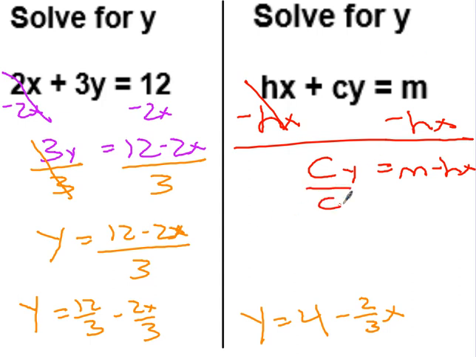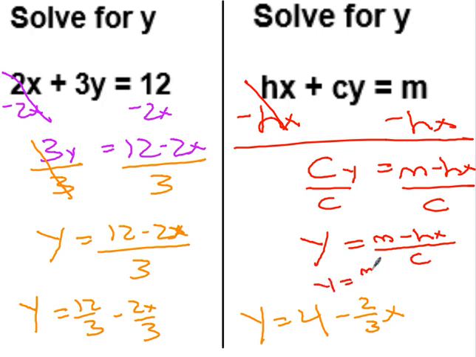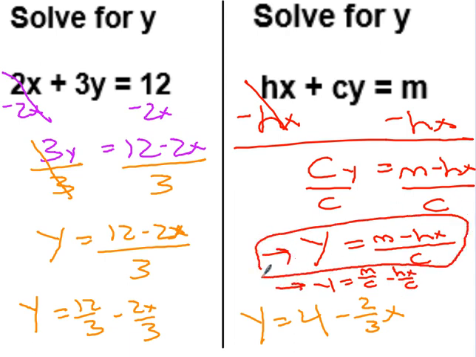Then I would divide by c on both sides, which is what we did over here. I'm left with y equals m minus hx all over c, or I could write it individually as y equals m over c minus hx over c. Either one of these is the correct answer. I think this one looks a little bit cleaner, a little bit easier, less intimidating, but they both mean the same thing. And notice how that's the same thing as over here.